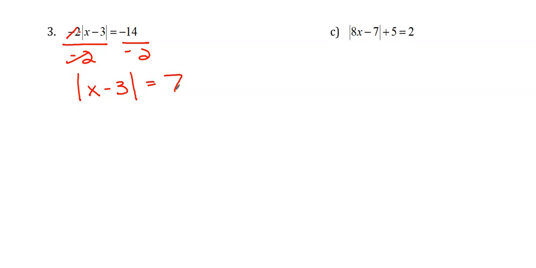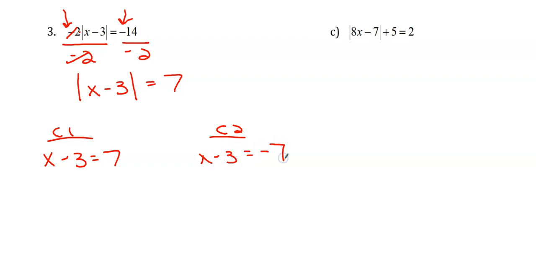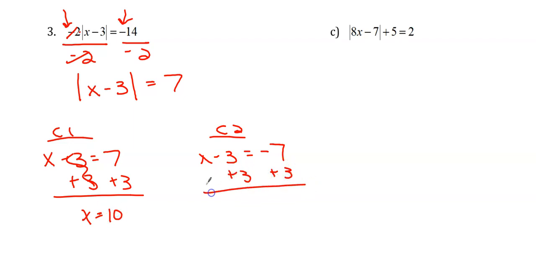And now I have an absolute value equaling a positive number, so I can proceed. I couldn't just say, oh, no solution, because he's negative. That negative switched his sign. So now I can proceed case 1, case 2, x minus 3 equals 7, x minus 3 equals negative 7, solve, plus 3, x equals 10, plus 3, x equals negative 4.